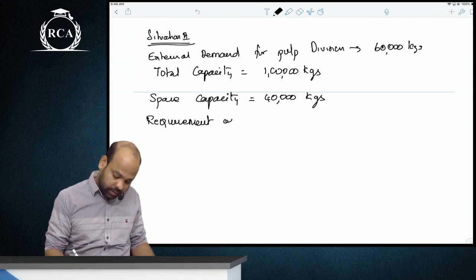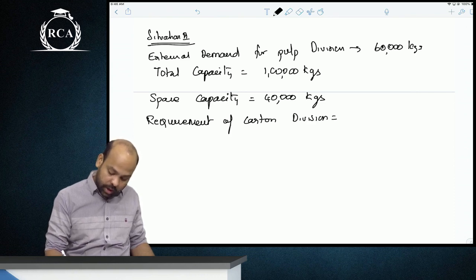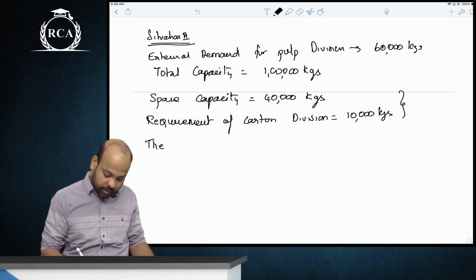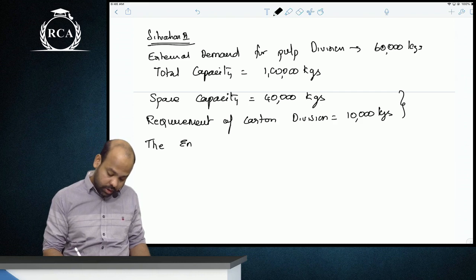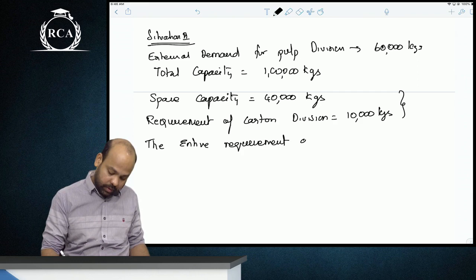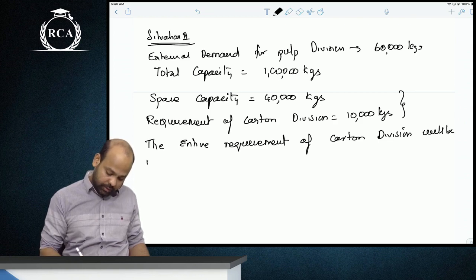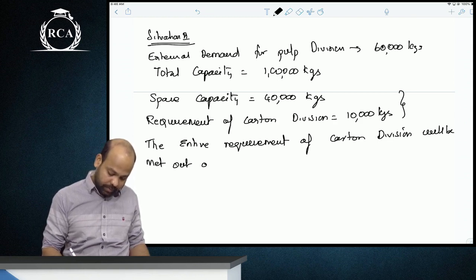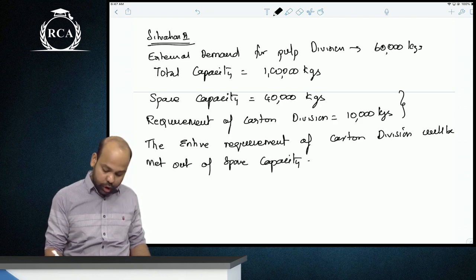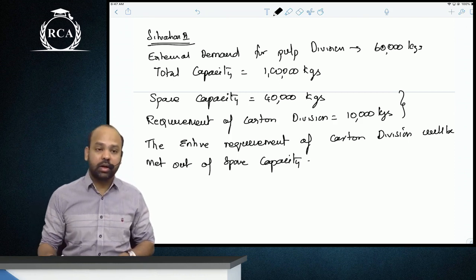Requirement of carton division is only 10,000 kg. So the entire requirement of carton division will be met out of spare capacity. Yes or no? Yes, sir. Understood, sir? That we are going to meet the entire requirement of carton out of spare capacity.